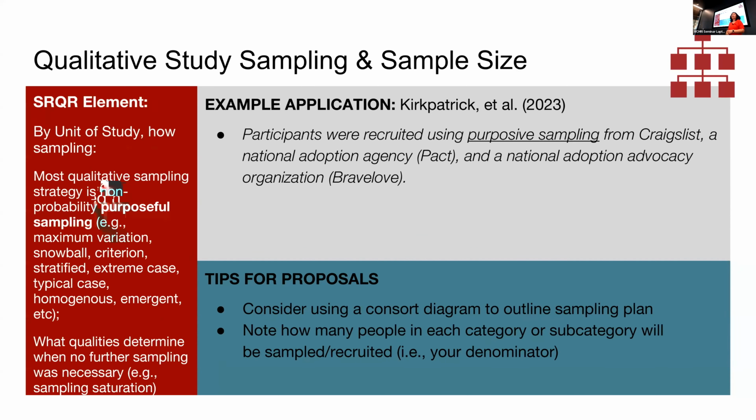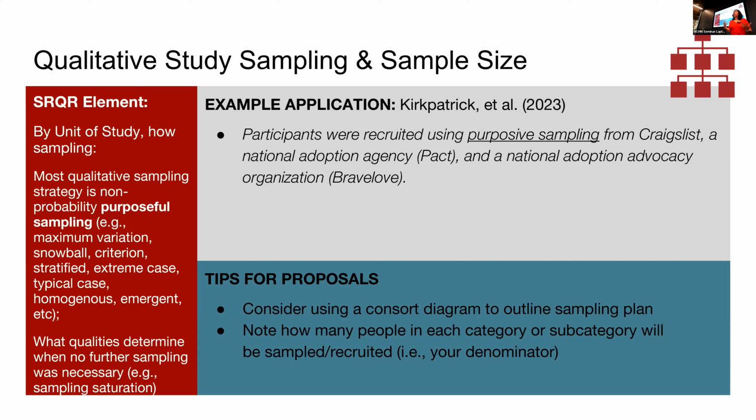This is one of my favorite ones, sample size. I think this is one of the most common questions people designing a qualitative study will ask: how many people should I interview? How many people should be in my focus group? What should my sample size be? Well, what O'Brien says in the SRQR is that one of the important things to talk about, in addition to sample size, is how you're going to sample these individuals. So what type of sampling are you going to use?